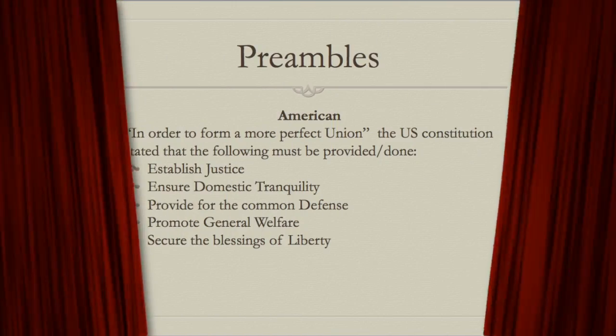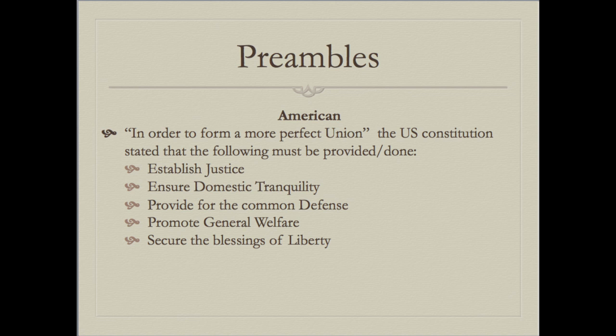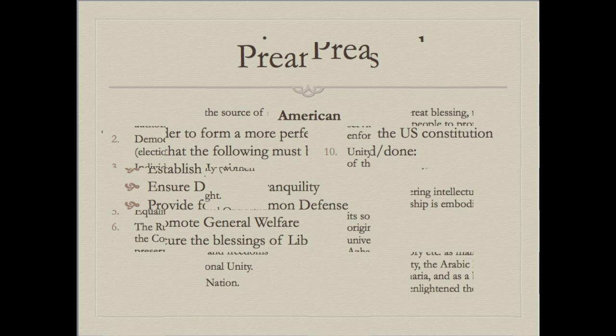Now, let's go into the American preamble. It states that for a government to succeed, justice must be established. There must be peace at home. There must be a common defense, an army. And the general welfare must be at a substantial level, and the blessings of liberty must be available.